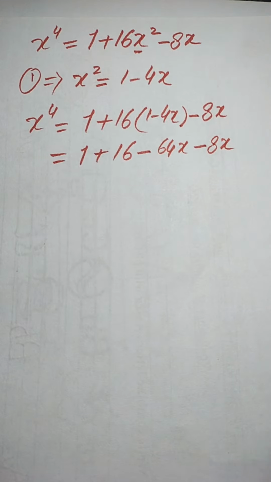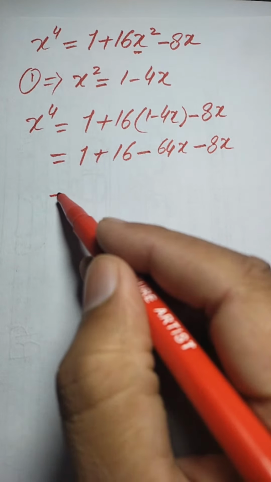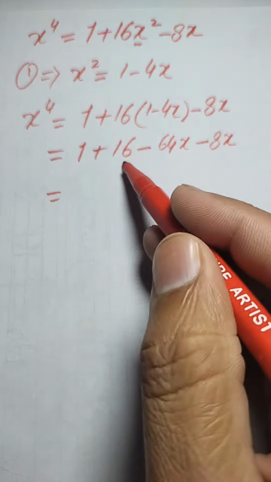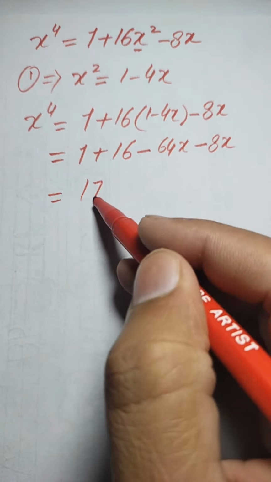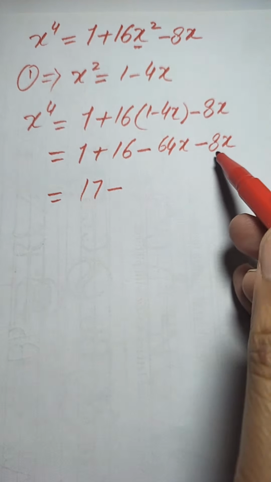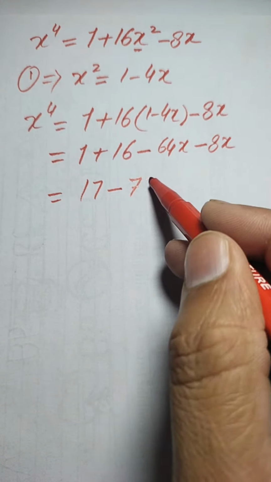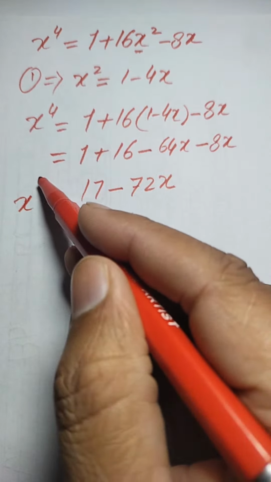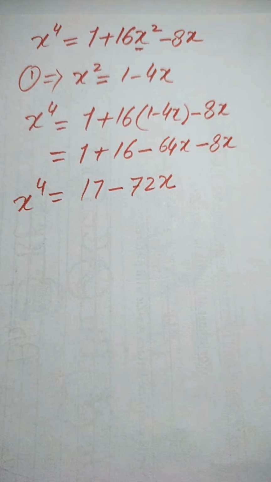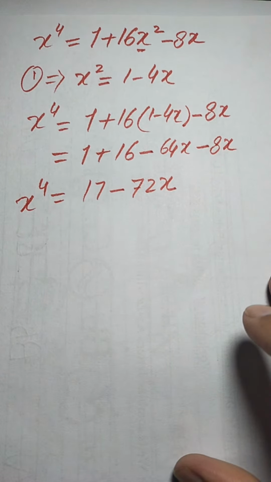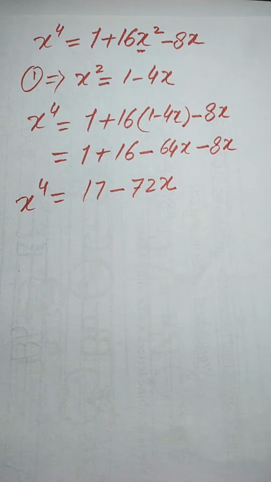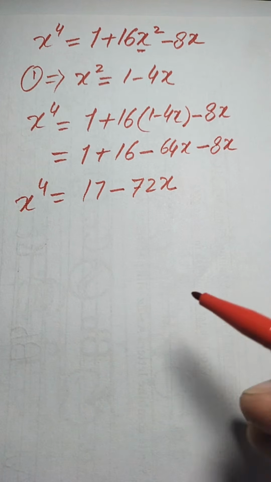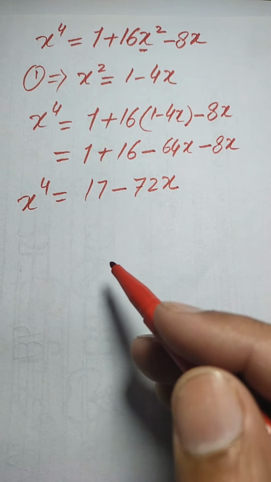So here we need more simplifications, and it will be written as 1 plus 16 becomes 17 minus 64 minus 8 becomes 72x, and in the left hand side we have x to the power of 4. So this is the value of x to the power of 4, but now we need to find the value of x to the power of 8.